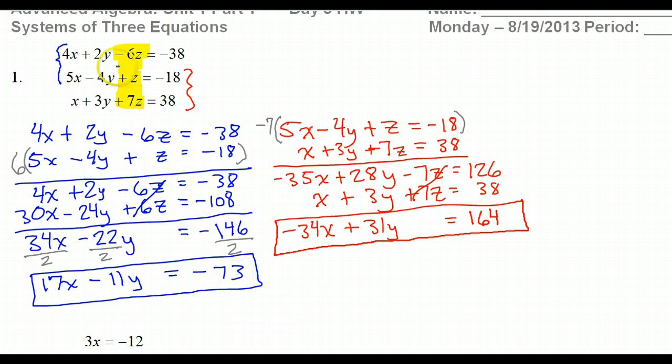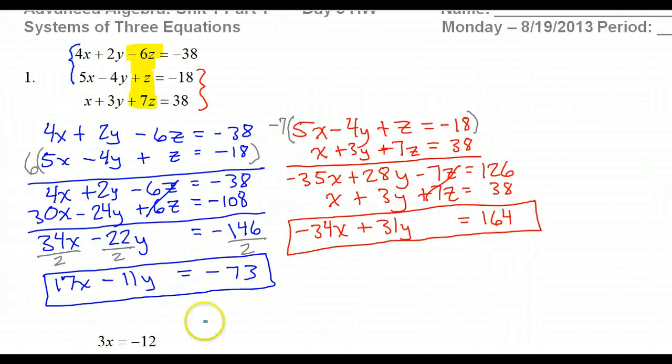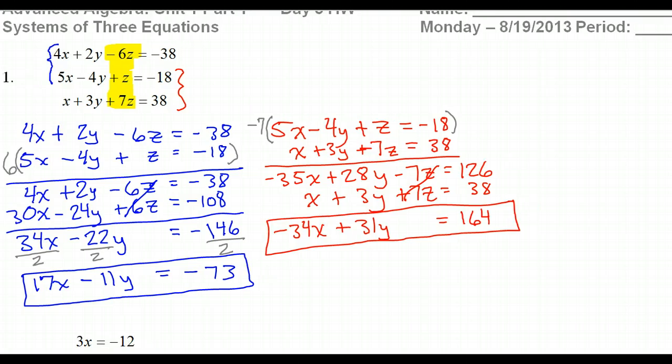So I combined the top two, and I got this blue equation. I combined the bottom two, eliminated the z's, and I got this equation. Now I'm going to take these two box equations and put them together in a new system. I'm just going to stack them up. Blue, red. So let's see. 17 minus 11.